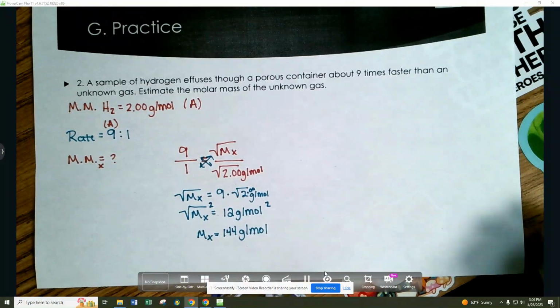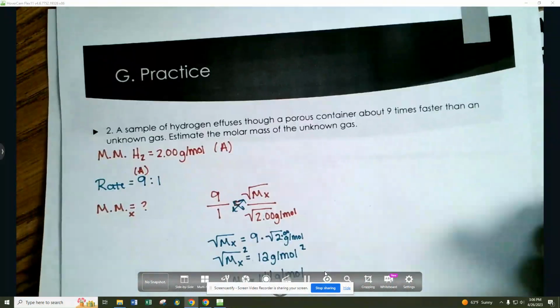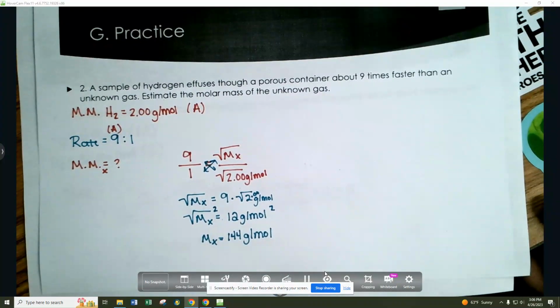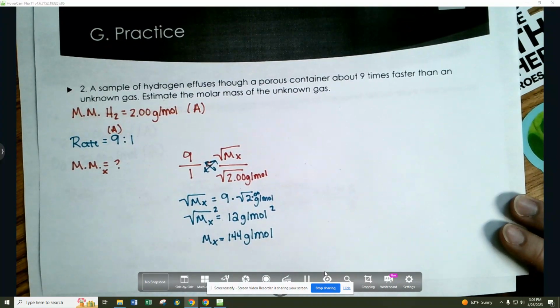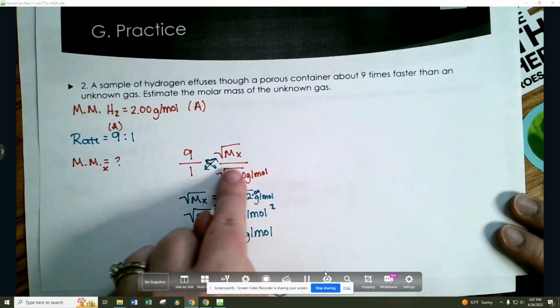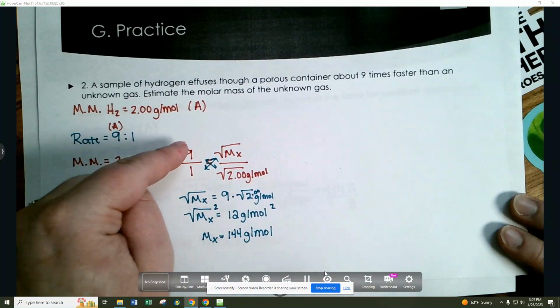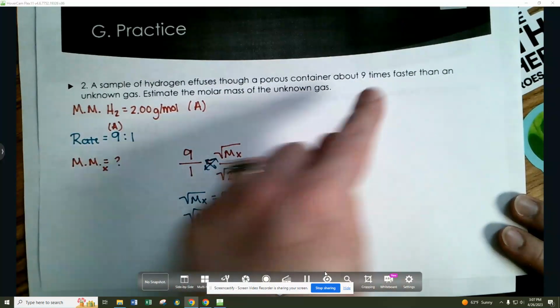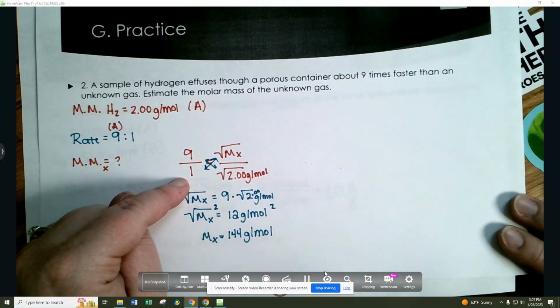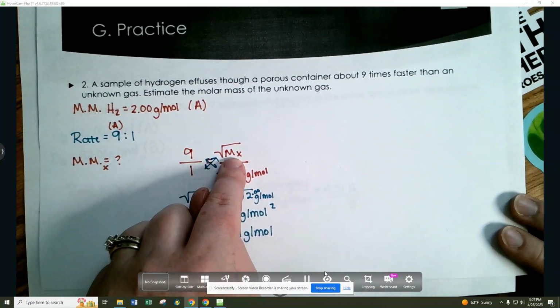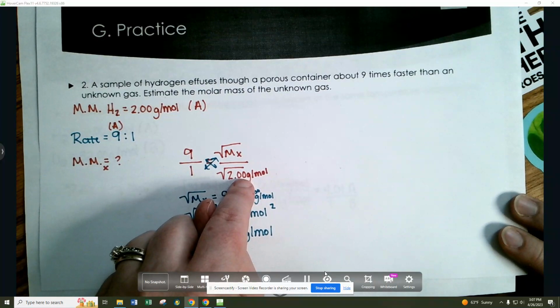In this problem, we had the rate of effusion. We had that it was 9 times faster, a 9-to-1 ratio. And we were trying to find the molar mass of one of the two gases. So again, your ratio will always be, this could have been 30-to-1, but whatever the given number is, it's always compared to 1. We then know that the unknown gas was the heavier gas and hydrogen was the light gas.